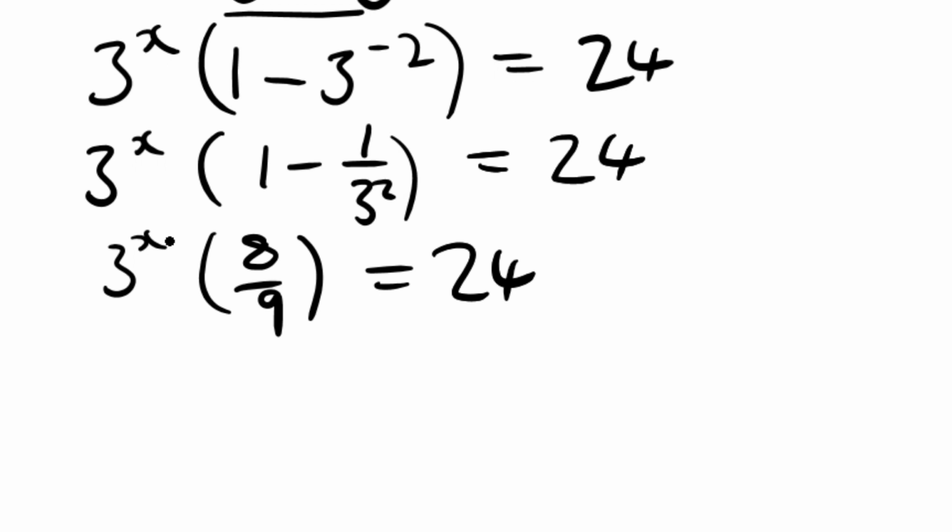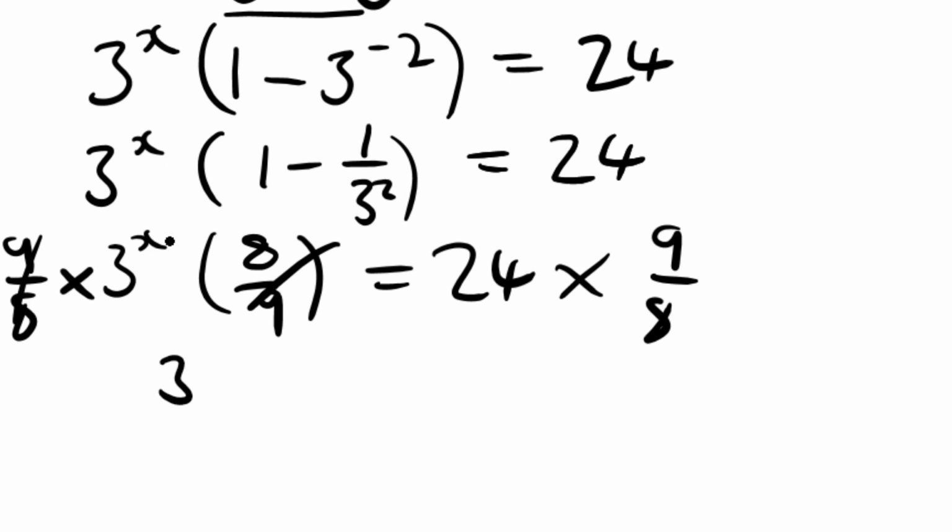We can multiply both sides by 9 over 8, or you divide both sides by 8 over 9. It's the same thing. So you multiply this side by 9 over 8, so that this cancels with that. We are left with 3 to the power of x equals 24 multiplied by 9 over 8, that equals 27. 8 goes into 24 three times, and 3 times 9 is 27.